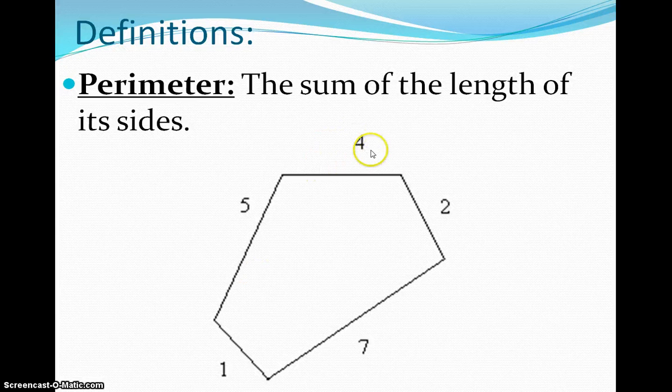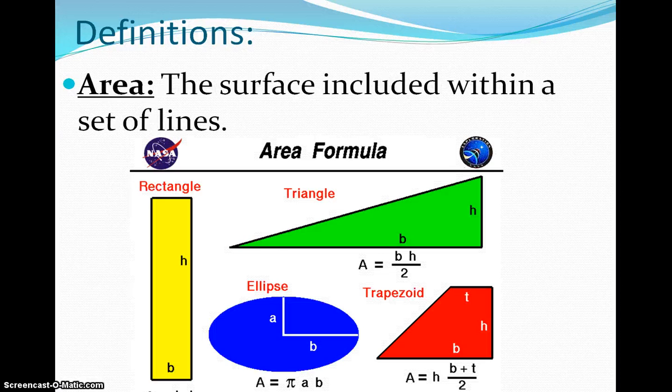So this one would be 4 plus 2 is 6, plus 7 is equal to 13, plus 1 is equal to 14, plus 5 is equal to 19 there. So again, you would just add all of them up, and then that number for the length of the sides would be your answer for the perimeter.